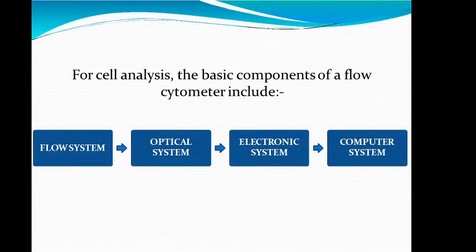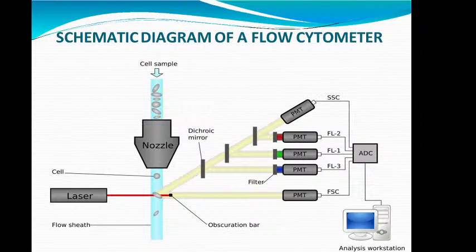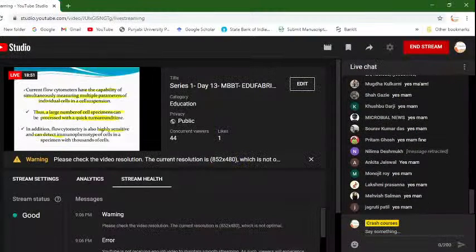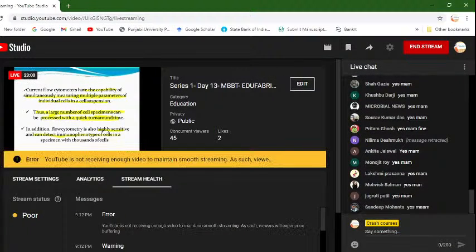These are the basic components: we have the flow system, optic system, electronic system, and the computer system. These are the four parts of flow cytometry. So this is a diagram of flow cytometry. Is it visible to all of you? The diagram is visible to all of you. If you are not getting it today, no issues, I will discuss it tomorrow also. But if you are getting it, then it's good.